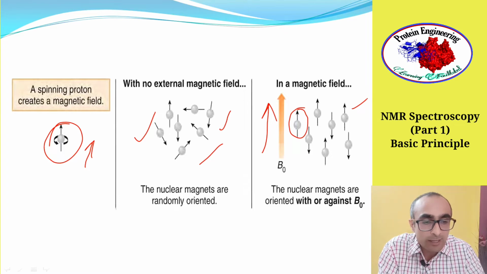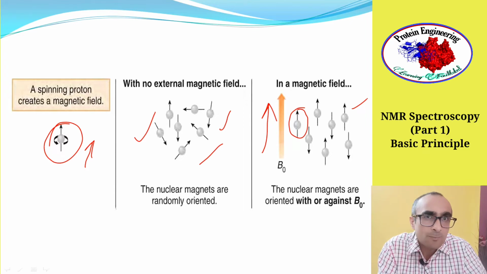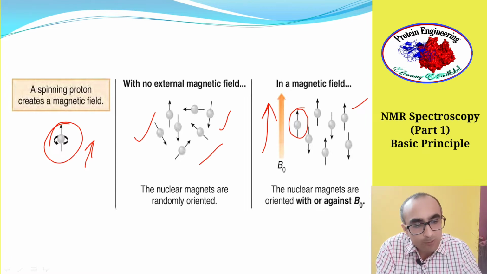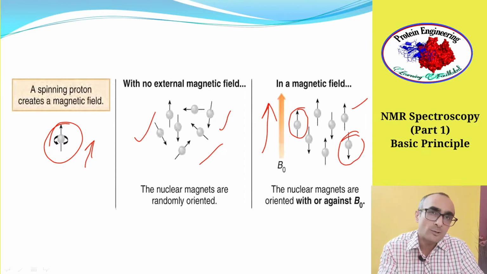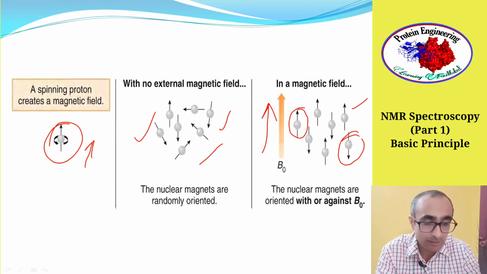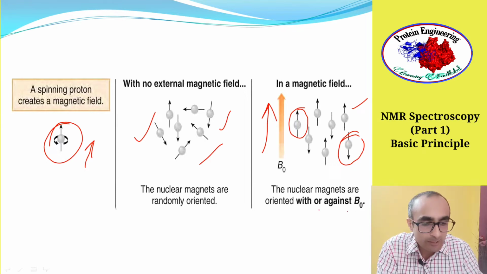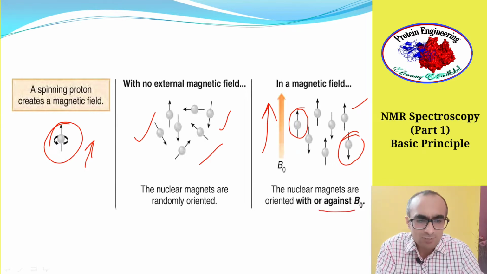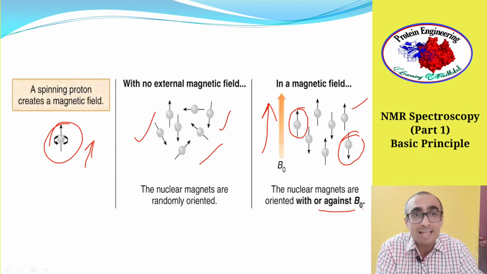So these nuclei may arrange themselves in the direction of the magnetic field, or in lesser cases, some of the nuclei may arrange their magnetic moment in opposition to the applied magnetic field. So the nuclear magnets, when you apply an outside magnetic field, when you keep the compound under an external magnetic field, are oriented with or against the B naught. B naught is the applied magnetic field. So there are two orientations possible when you are applying a magnetic field from outside on a compound which has magnetically active nuclei.